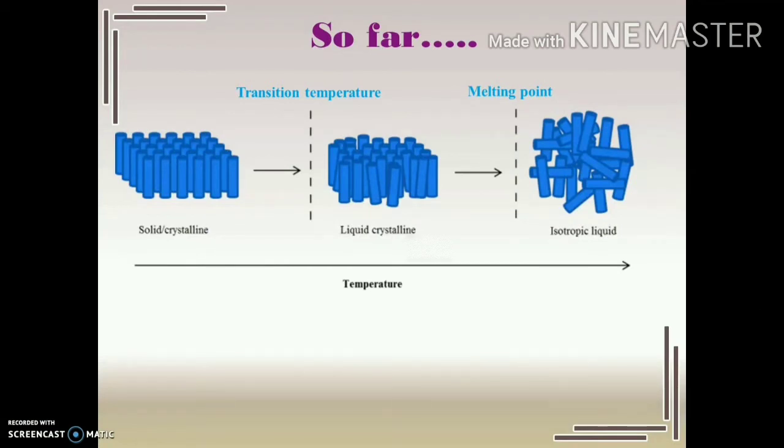So far we have learned that there are three stages when a solid is trying to move into a pure liquid state. First is the stage wherein a transition occurs from the solid to the liquid crystal, followed by the melting of that substance at the melting point, wherein an isotropic liquid is obtained.